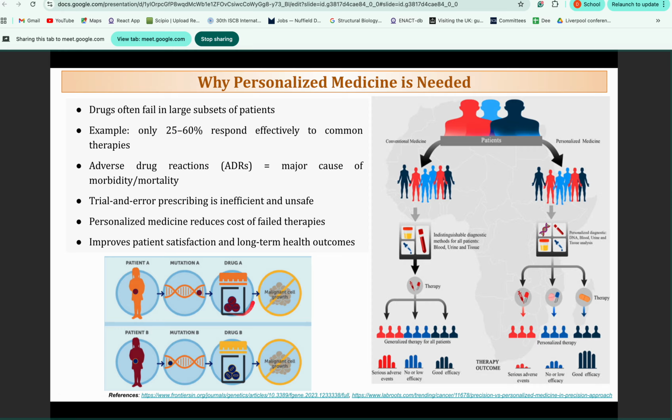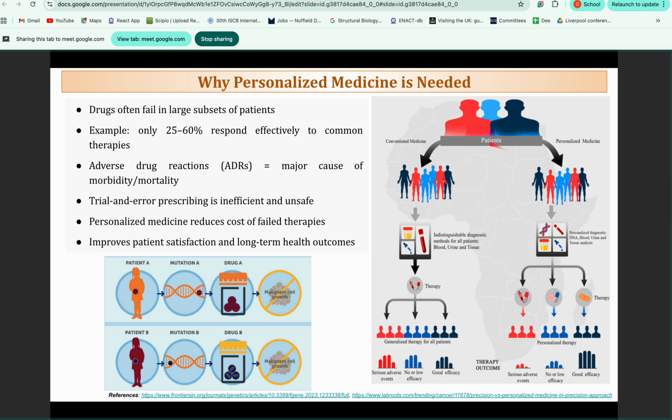Now drug A can work well if mutation A is happening, whereas drug B can act well if mutation B is there. So in this case, if we know what kind of mutation the patient has in his gene, then we can give a proper drug to that particular patient. This is just one description of how the genetic makeup can determine what kind of drug can be given. This is just one highlight of personalized medicine therapy.